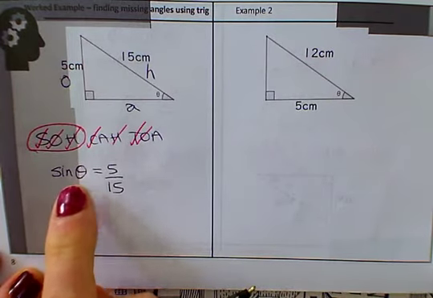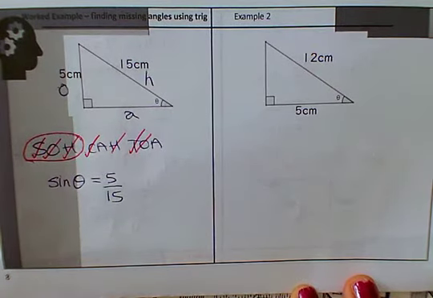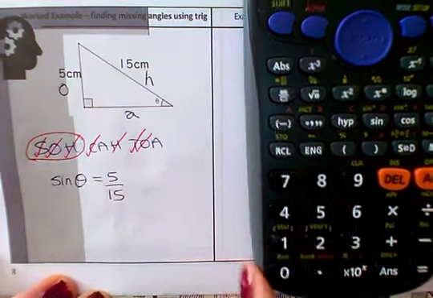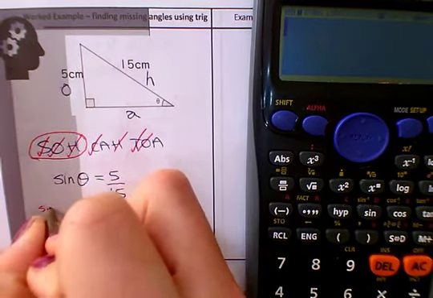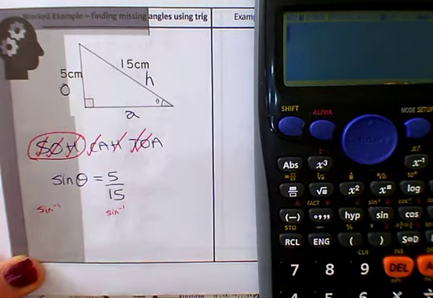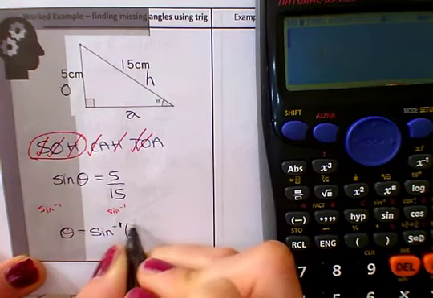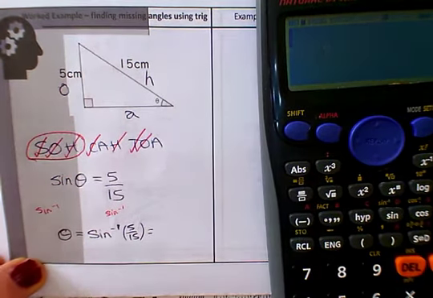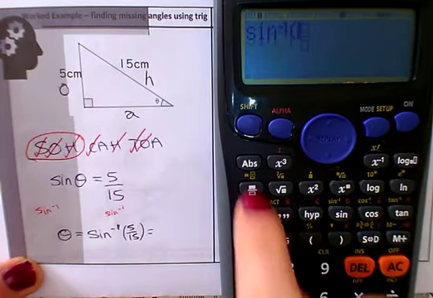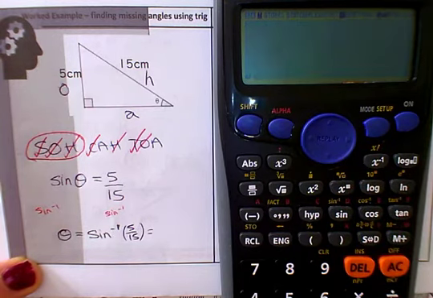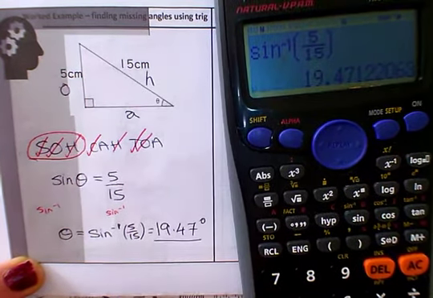Now remember, to get theta by itself, I need to use my inverse function, which is sine to the -1, and that's just shift sine on your calculator, which we'll come on to in a second. Okay, so if I were to do sine to the -1 on both sides, that gets rid of sine on the left, so we're just left with theta, and we've got sine to the -1 of 5 divided by 15. Now doing this on your calculator, you would do shift sine to give you that sine to the -1, and then 5 divided by 15, and that'll give you an answer of 19.47 degrees to 2 decimal places.